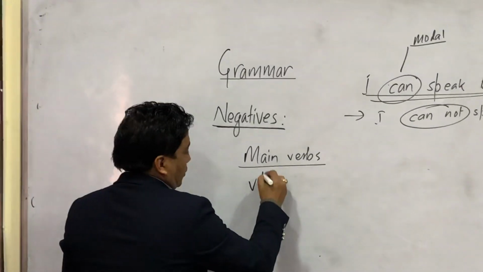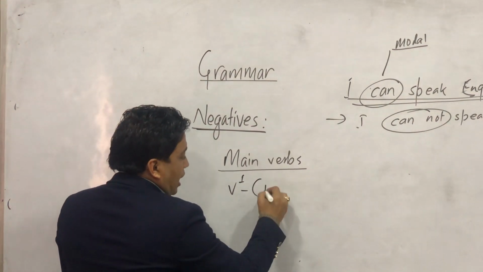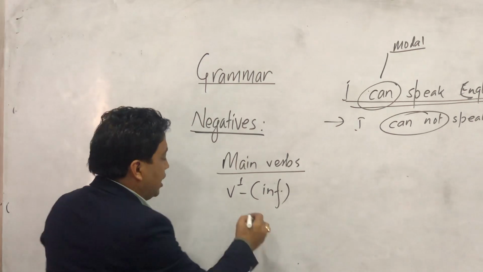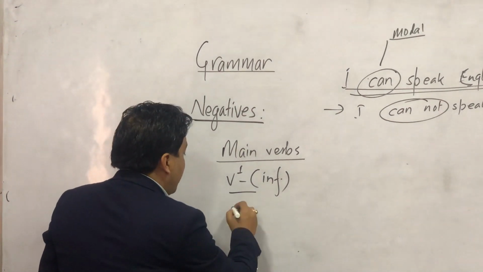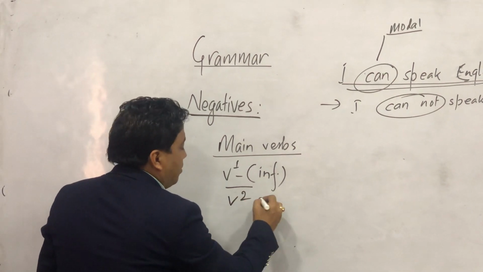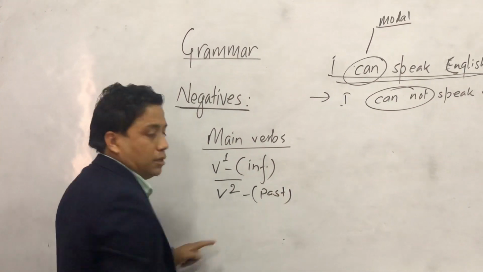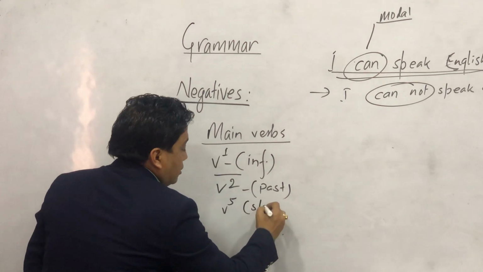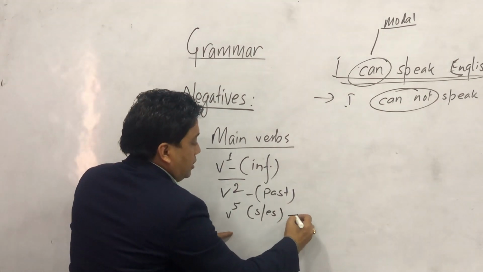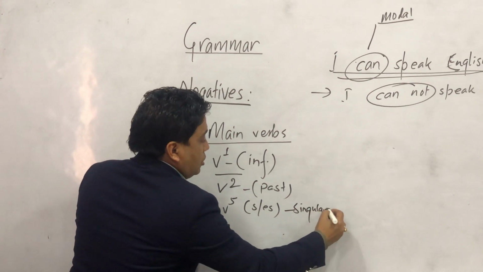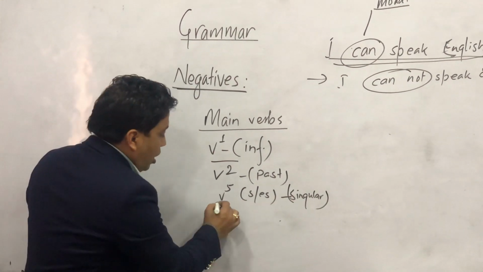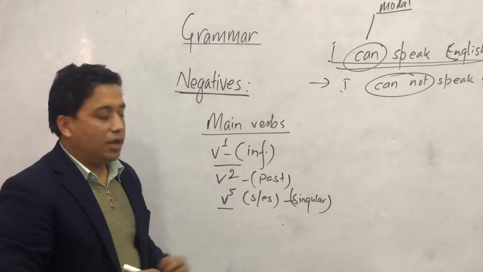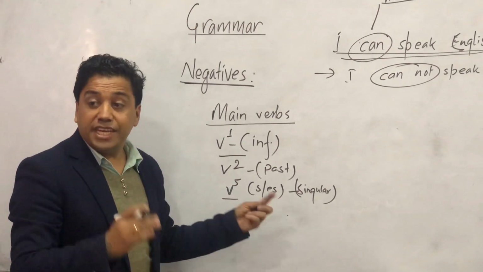Okay, this is verb 1. This is also called infinitive. Your bare infinitive. This is called infinitive. Okay? And we have second form of the verb. It's called past. Okay? And we have, this is verb 5. This is singular. You know, when you add s or es to the noun, it becomes plural. But when you add s or es to the verb, it becomes singular.